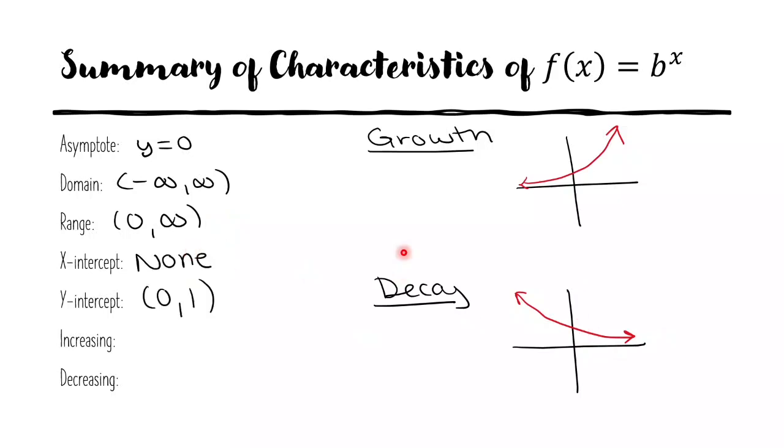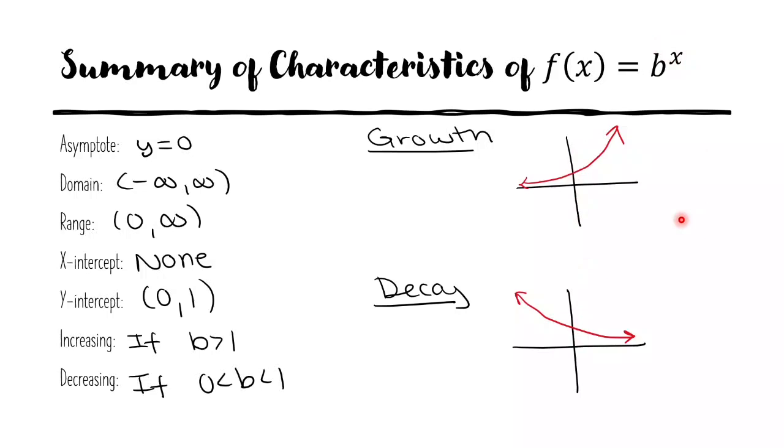Neither of these graphs have an x-intercept. Again, we have that asymptote at y = 0. They're never crossing that x-axis. And both of these graphs, regardless of the base, have the same y-intercept. The y-intercept is at (0, 1). That's because if you plug in 0 for your exponent, you always get an answer of 1.